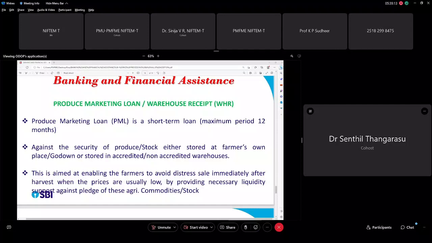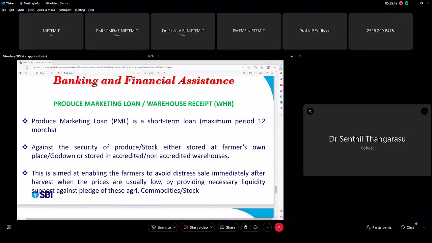Yes. Another scheme is producer marketing loan or warehouse receipt. Suppose a farmer producer company or any individual is storing stock or produce in a government warehouse, in your own warehouse, or in any private warehouse, you can avail these loans. This loan is for a maximum of 12 months. Within 12 months, you have to repay the amount, with a minimum interest rate. Most FPOs can avail these loans.